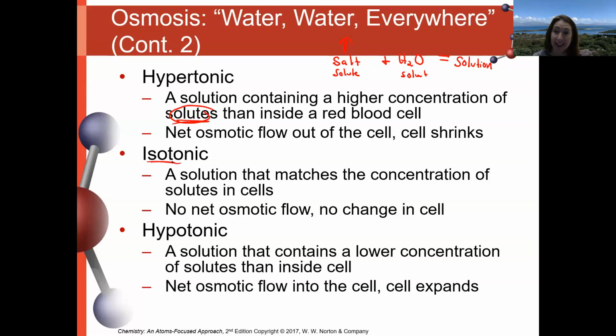Isotonic means it's the same on the inside as the outside. That's where we operate in a healthy place. There's no net osmotic flow, no change in the cell. Hypotonic means that the solution has less salt than inside the cell, and the water will go in the cell and the cell expands. So it's important to drink water, not too much water.